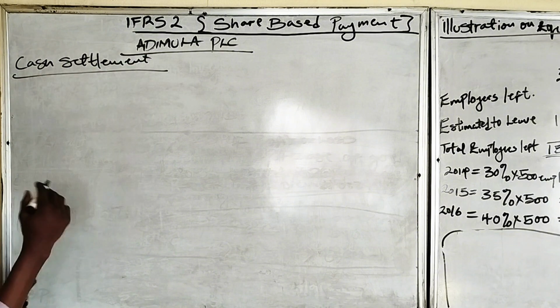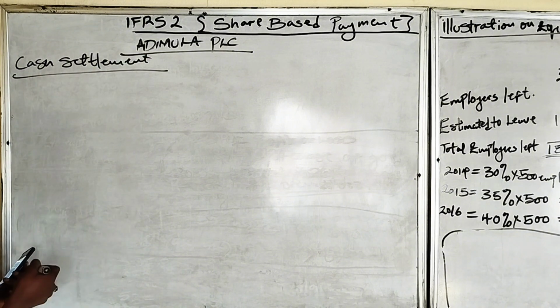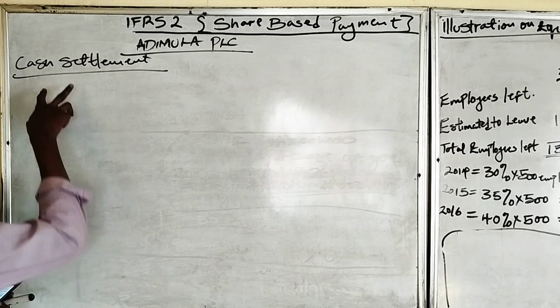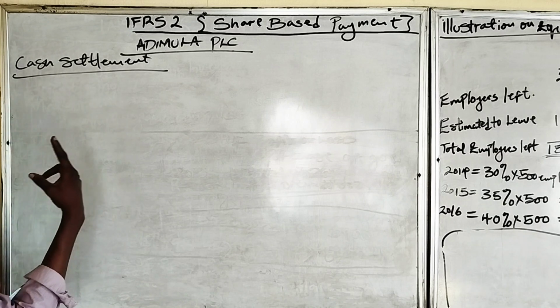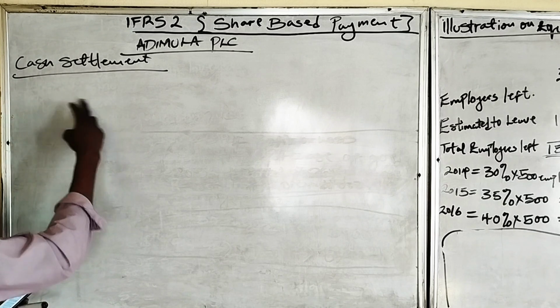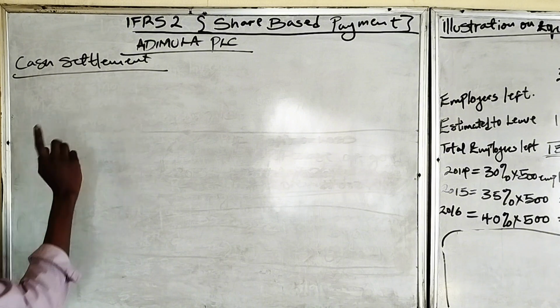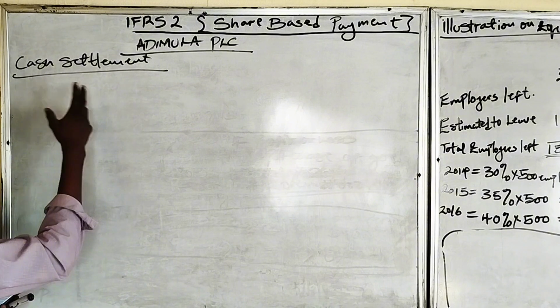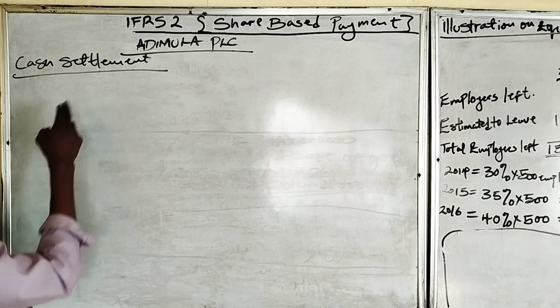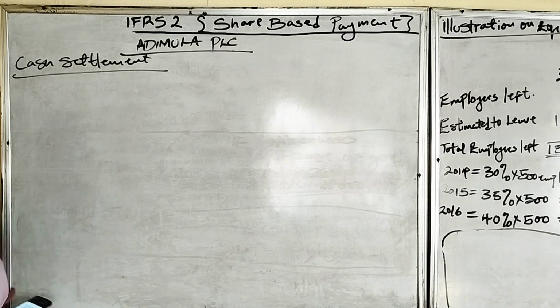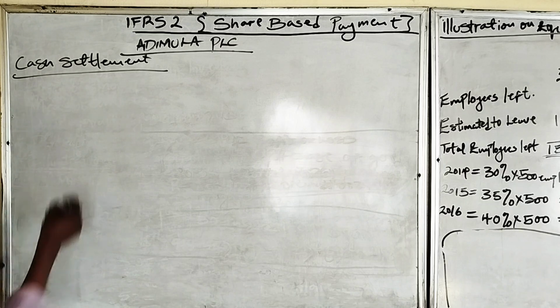Because we have fair value at each accounting year end. And then we said when we are doing cash settlement, it affects two entries. We debit the expenses and we credit liabilities, don't forget. Then if it is equity settled, we debit the expense and credit the equity. So that's for that.